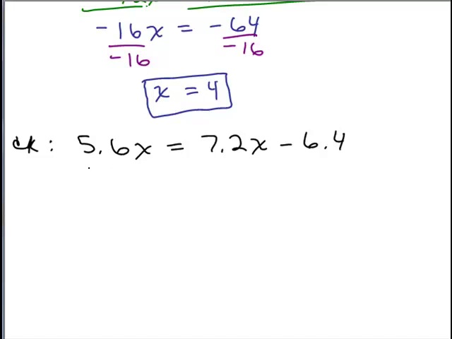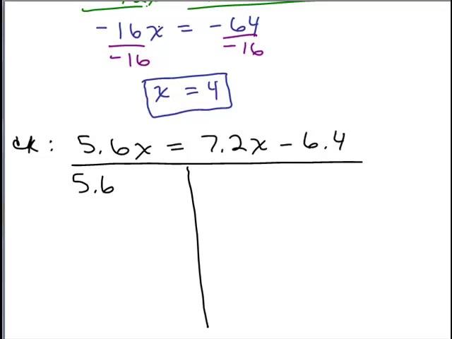Okay, so we're going to plug in 4 for x. So we have 5.6 times 4 on the left-hand side. Now, you can get out your calculator and do that, or you can do some arithmetic to the side, but make sure that you multiply that 56 times 4 and move the decimal point in one place, and what do you get? I get 22.4.